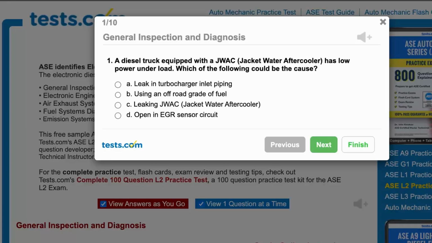General Inspection and Diagnosis. Question 1. A diesel truck equipped with a JWAC, or jacket water aftercooler, has low power under load. Which of the following could be the cause? A. Leak in turbocharger inlet piping. B. Using an off-road grade of fuel. C. Leaking JWAC, or jacket water aftercooler. D. Open in EGR sensor circuit.